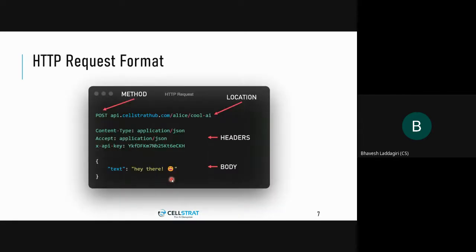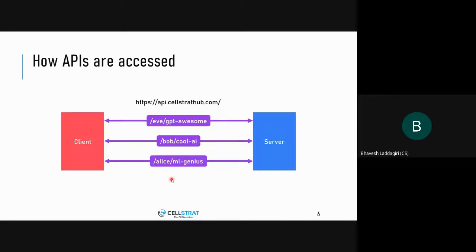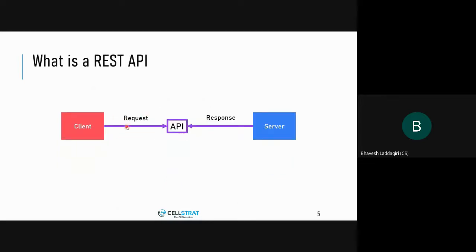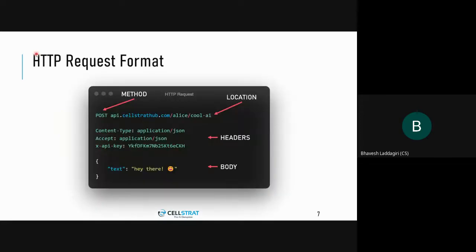So let's continue on with the HTTP request. In an API, the client sends a request, and that request is basically an HTTP request. The format of an HTTP request looks something like this. It has the method, and there are multiple HTTP methods like POST, GET, PUT, PATCH, DELETE, and so on.